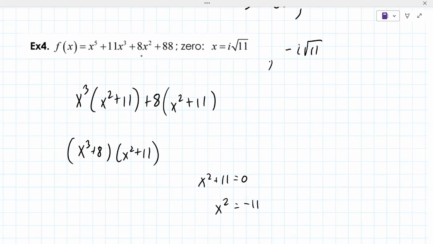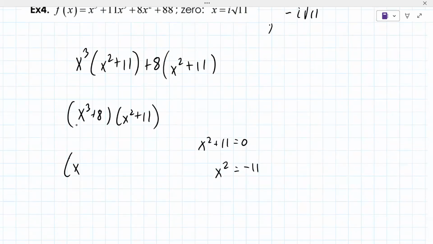And then for x cubed plus 8, you can break this one into x plus 2 times x squared minus 2x plus 4. And that does not factor, even though it kind of looks like it should. Wait, wouldn't it factor? It's a sum of cubes. But the x squared minus 2x plus 4 part of it? This is always quadratic formula.